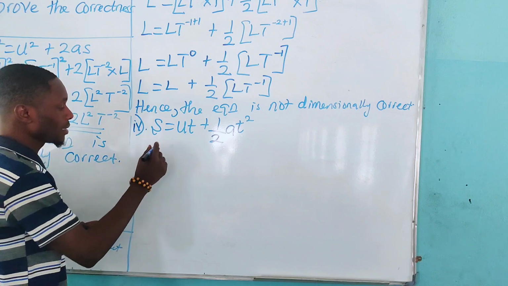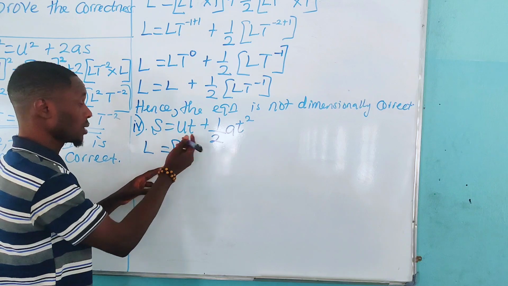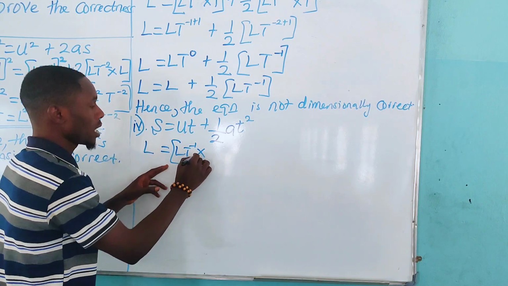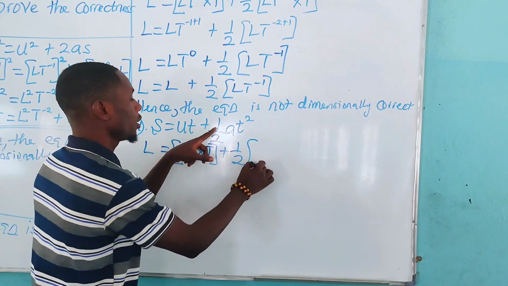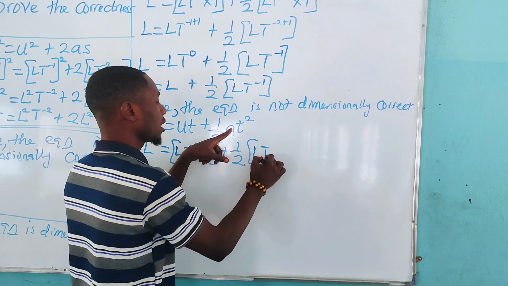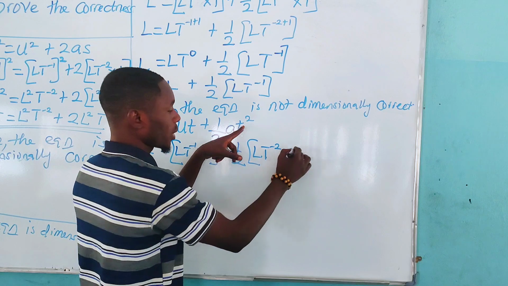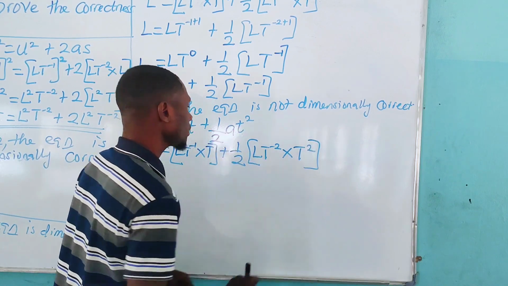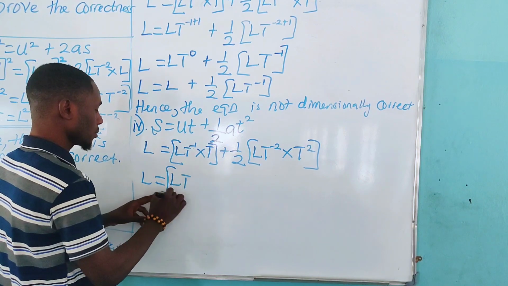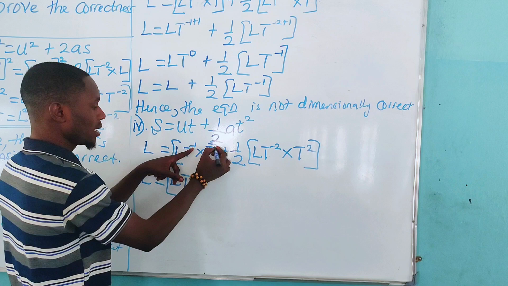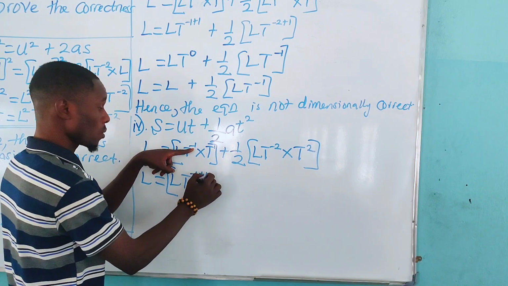All right, so S is our distance. The dimension is L is equal to U, the initial velocity, whose dimension is LT minus 1, times T, the dimension of T is capital T, plus 1 over 2 into A, the acceleration, whose dimension is LT minus 2, times T, which is the time, and is squared. So we have capital T squared. Okay, so we have L is equal to LT power. Remember, this T is raised to the power of 1. So we have T raised to the power of minus 1 plus 1.